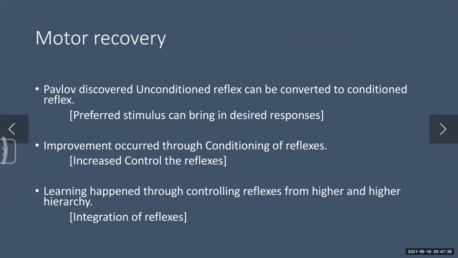Concomitantly, when Sherrington was working, there were other major scientists like Pavlov who discovered that there were unconditioned reflexes that can be converted to a conditioned reflex. And all of you are very familiar with this dog experiment. So a preferred stimulus can bring in a desired response, and improvement actually occurred through conditioning of reflexes. What is conditioning of reflexes? It is basically increased control of the reflexes by the nervous system. And learning actually happened through controlling reflexes from higher and higher aspects of the hierarchy. In physiotherapy, we have been calling this integration of reflexes. So primarily during our treatment, we used to try to get integration of reflexes if it is not normally happening.